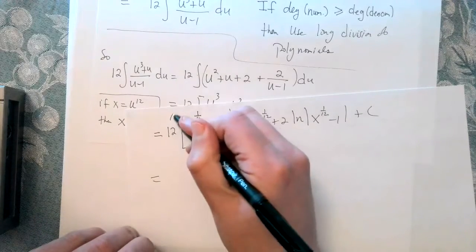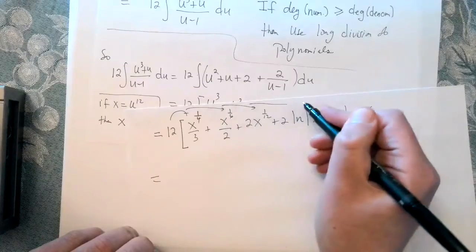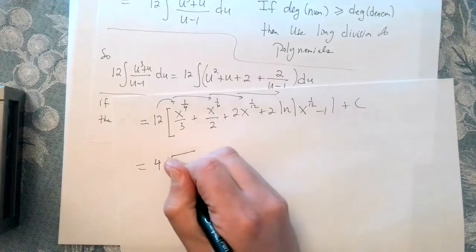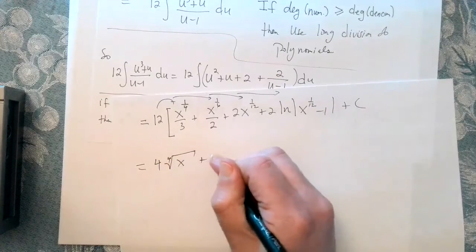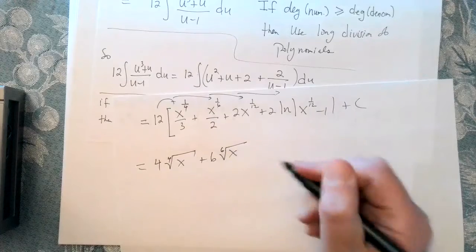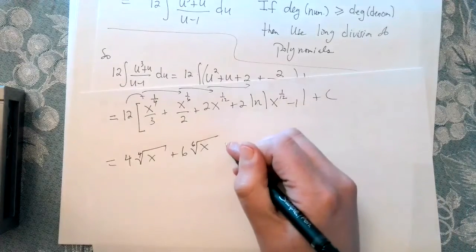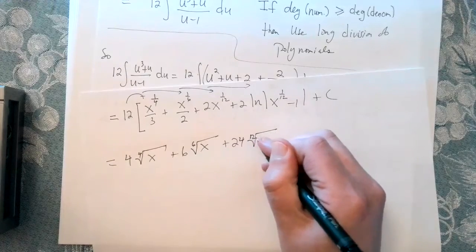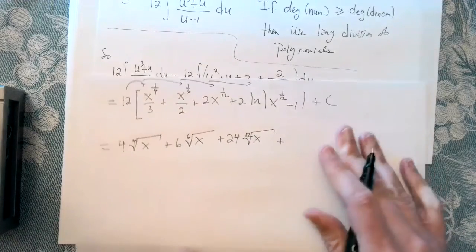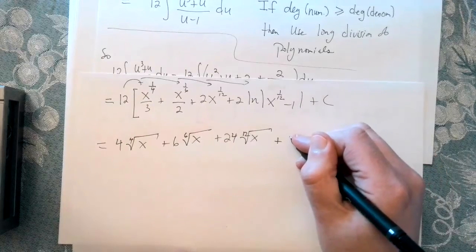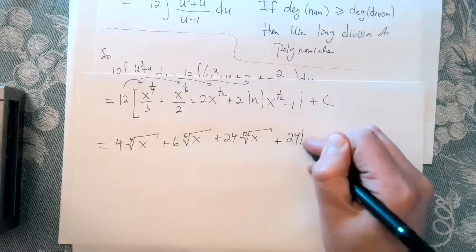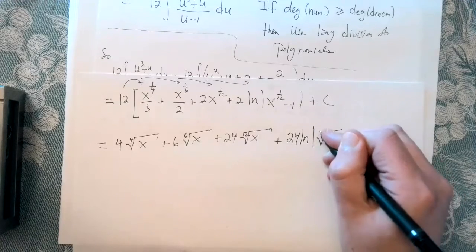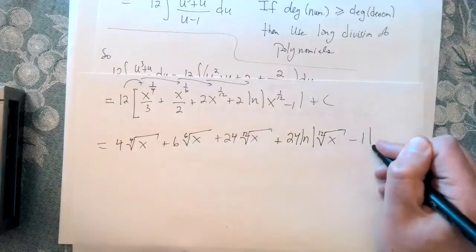Okay, so if I distribute and then rewrite my roots, let's see what happens. So 3 goes into 12 4 times, and this will be, looks like the 4th root of x. This will be 6 times the 6th root of x. 2 times 12 looks like 24 times the 12th root of x plus, we've got 2 times 12 again is 24, the natural log of, looks like again the 12th root of x minus 1 plus c.